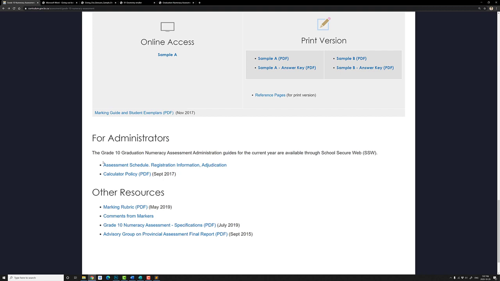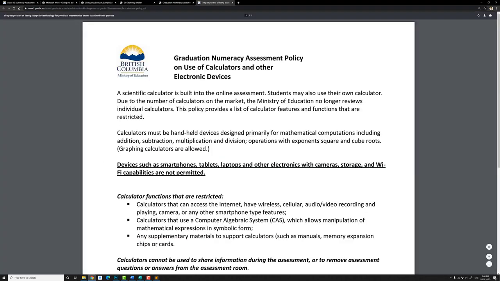Just thinking about the overview of this numeracy assessment, make sure you find out from your school when your exam actually is. And be aware of the calculator policy.